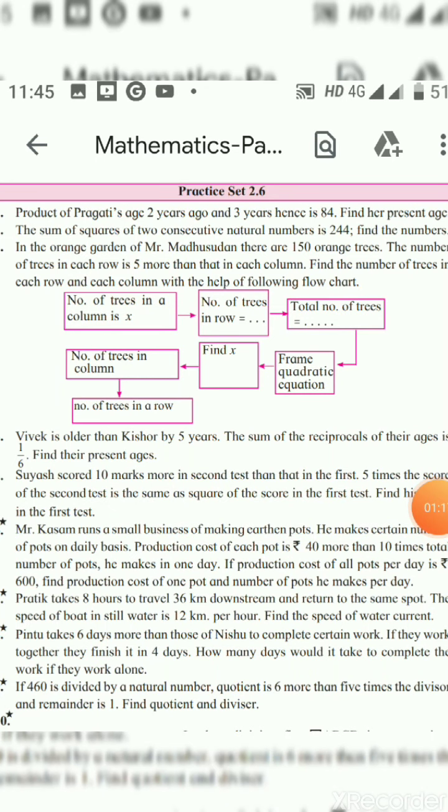Next example: Mr. Kasam runs a small business of making earthen pots. He makes a certain number of pots on a daily basis. The production cost of each pot is rupees 40 more than 10 times the total number of pots he makes in one day. If the production cost of all pots per day is 600, find the production cost of one pot and the number of pots he makes per day.